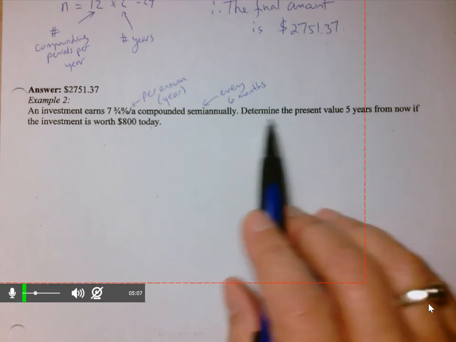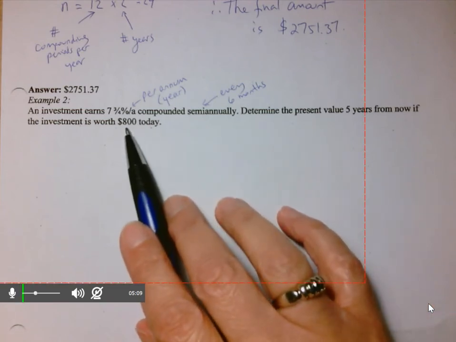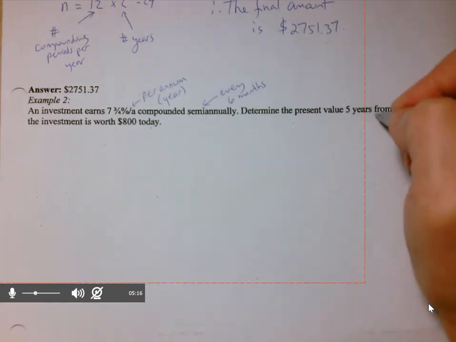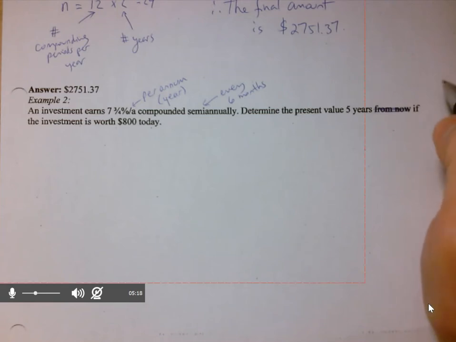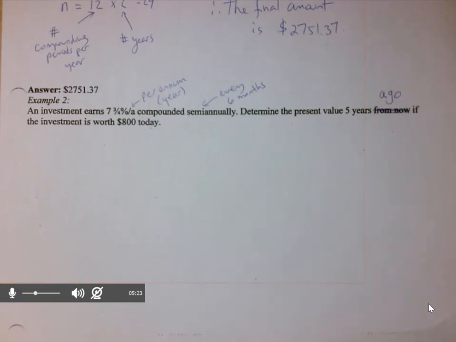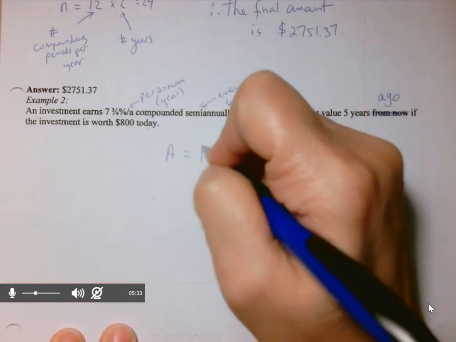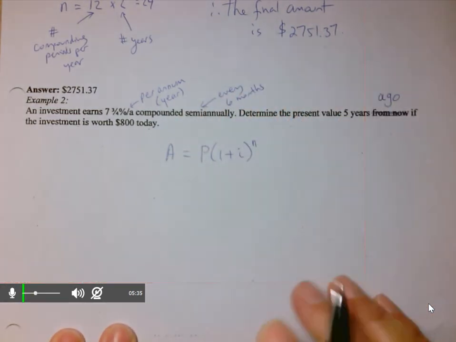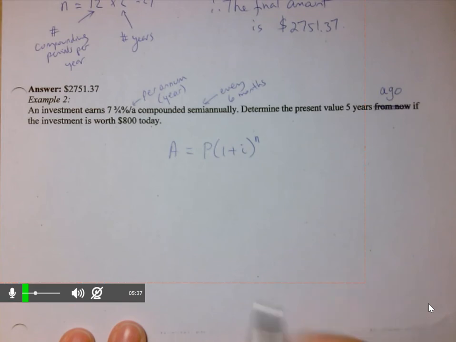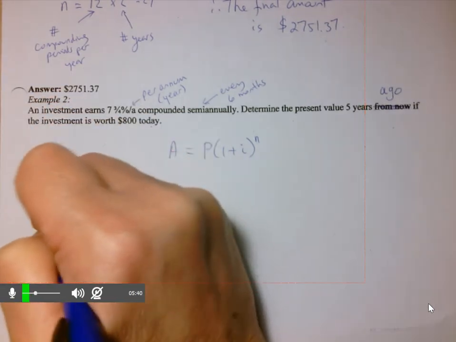It's a little bit of a wording issue. They're saying the investment is $800 today. What was the present value, or what was the beginning amount 5 years ago? I'm going to change from now, because from now seems like it's in the future. It's actually, they mean in the past. So if it's $800 now, that's the ending amount. What was the present value or the beginning amount 5 years ago? So same formula, always the same formula for compound interest. Even though there's variations of it, I'll always use the same one.